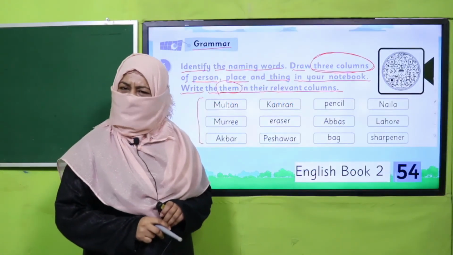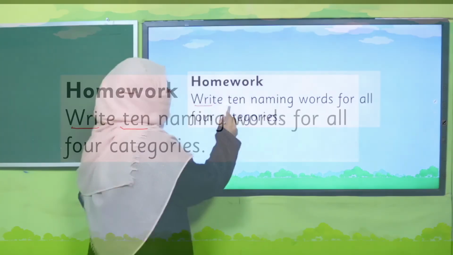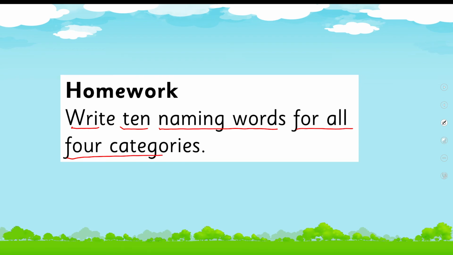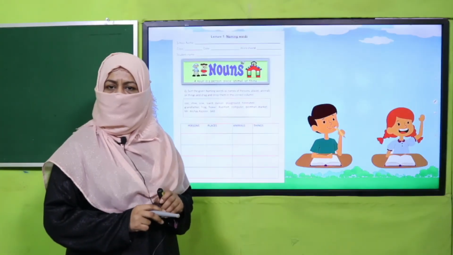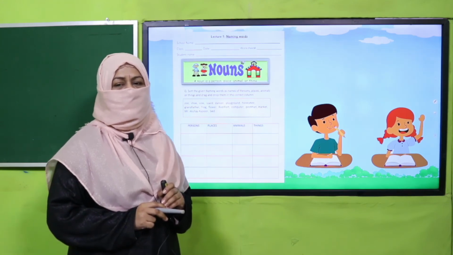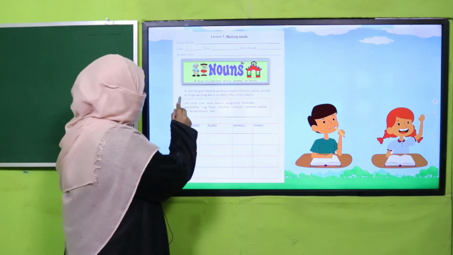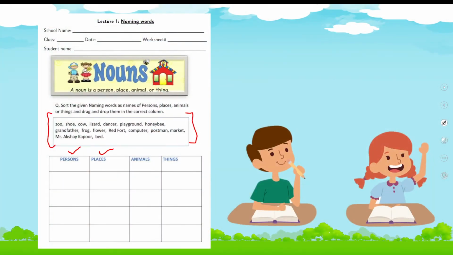Yes, my dear children, are you done with it? Good job. So it's time for your homework. You will write 10 naming words for all 4 categories. And here is a worksheet, my dear fellow teachers. This worksheet, lesson plan, and PowerPoint presentation links are given. You may click it, download it, and kindly provide a printed worksheet to students for practice. My dear students, here is a word bank which has naming words of all categories: person, places, animals, and things. You will read the naming word and write it in the relevant column. This is how you will complete this worksheet.